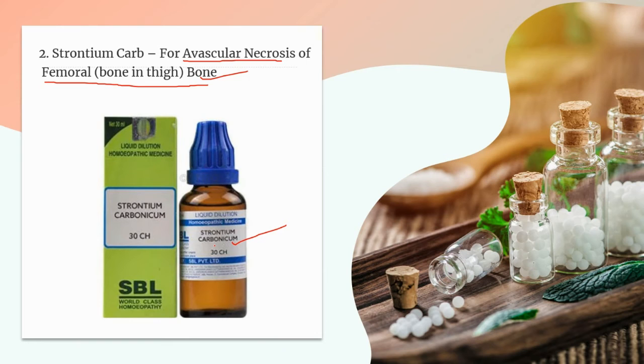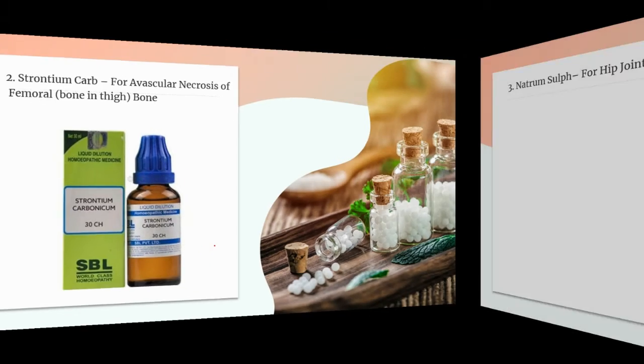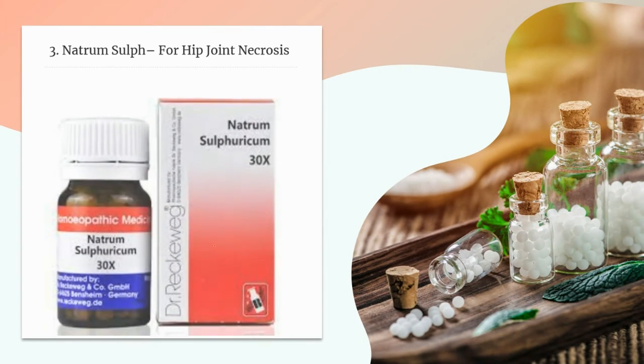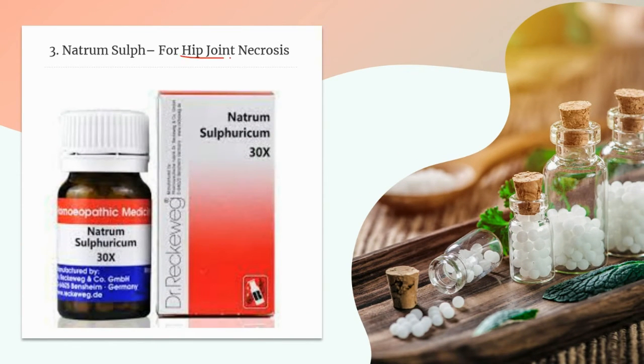Now, the third medicine for AVN, that is avascular necrosis, is natrum sulph. Natrum sulph is extensively used for hip joint necrosis. It is one of the most beneficial medicines when dealing with hip joint avascular necrosis. The patient may complain of pain during movements or when stooping.